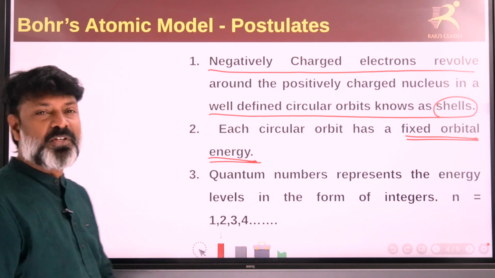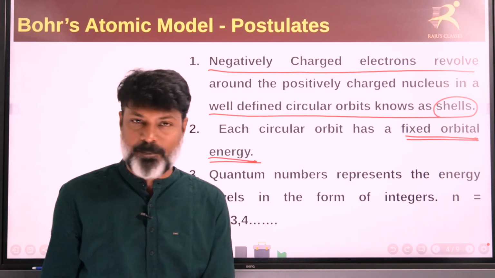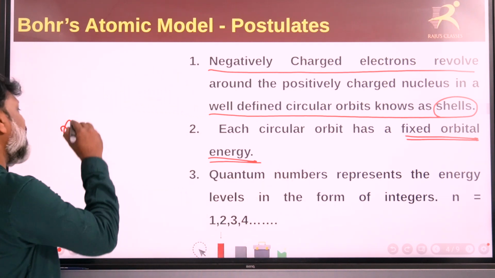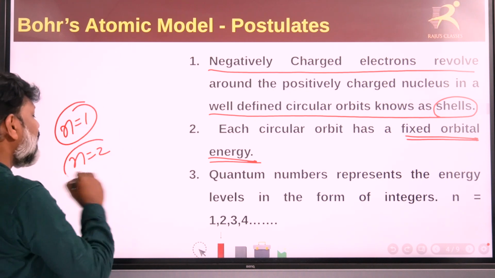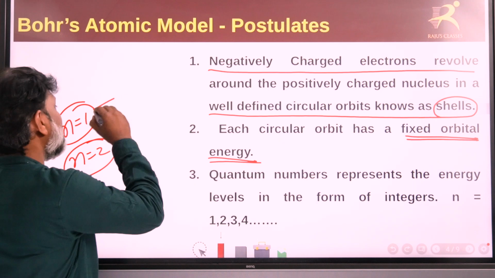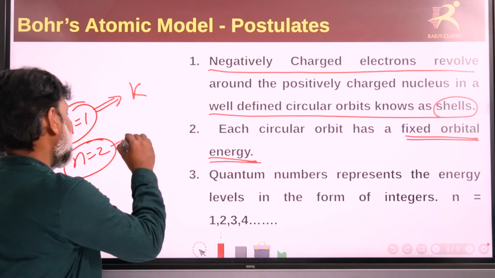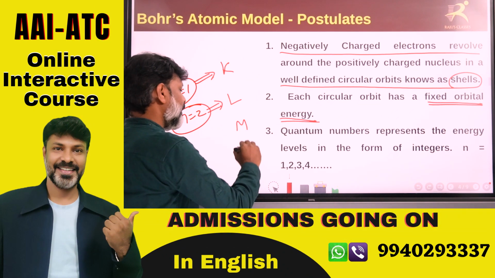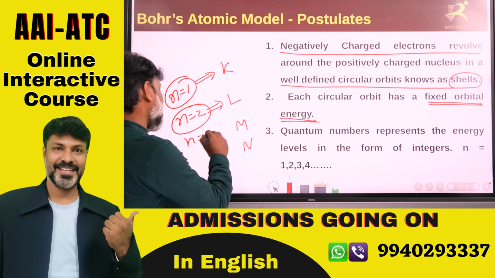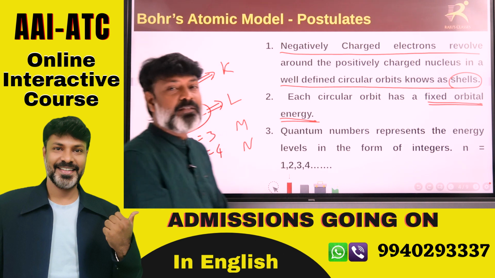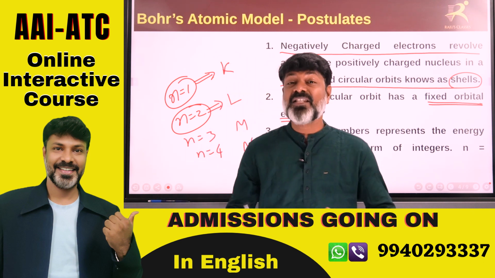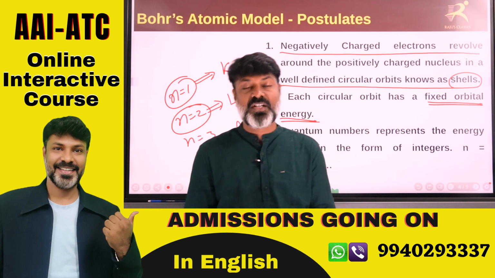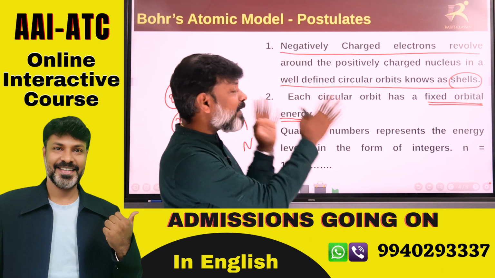The third postulate is very important, where he introduced the quantum number. The quantum number represents the energy levels: n equal to 1, n equal to 2, and so on are the various energy levels. n equal to 1 is the K shell, which is known as the ground state of an electron. Then L, M, N, similarly n equal to 3, n equal to 4. So each quantum number represents various energy levels and shells: K shell, L shell, M shell, N shell. These are the three main postulates.